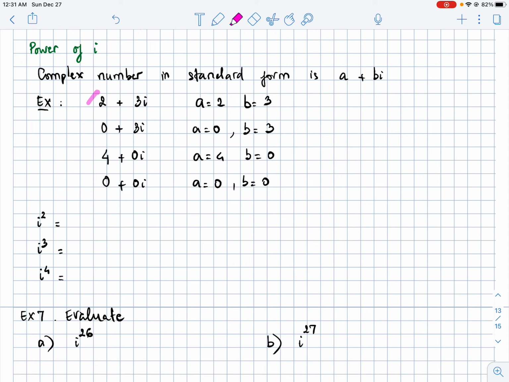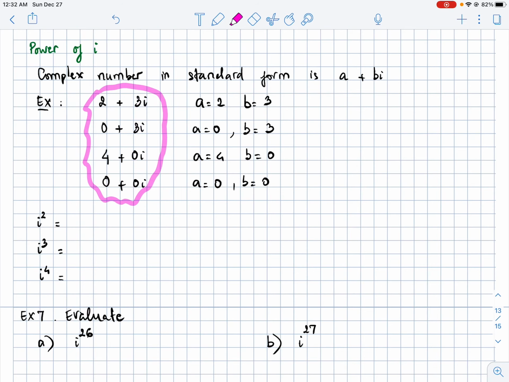So all of them are complex numbers, and you look at the exponent of the i. The exponent of the i is 1, and in this case you don't have the i, you just have the number 4 and 0i. That means the number in front of the i, the real part, is the number that you see, and the imaginary part, the number in front of the i, is 0.